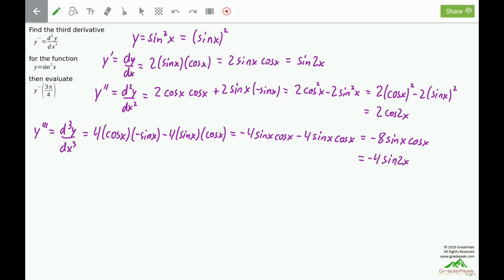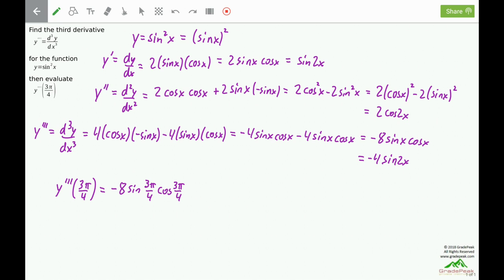Anyway, we want to now evaluate y triple prime of 3 pi over 4. I'm just going to use the original version of our third derivative in case you don't see the double angle formula for it. So I will have a negative 8 sine of 3 pi over 4 times the cosine of 3 pi over 4.